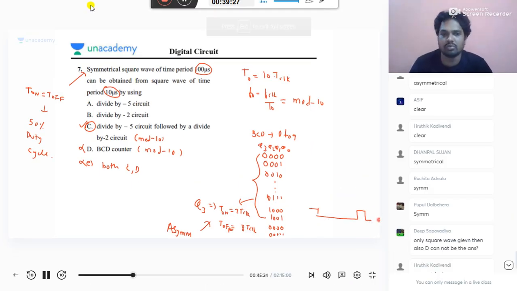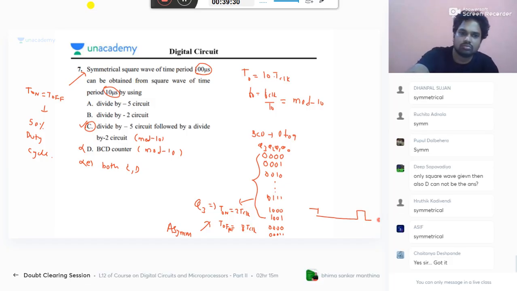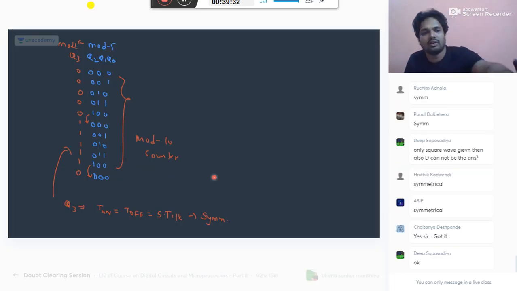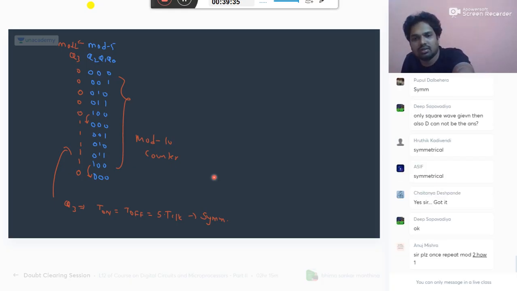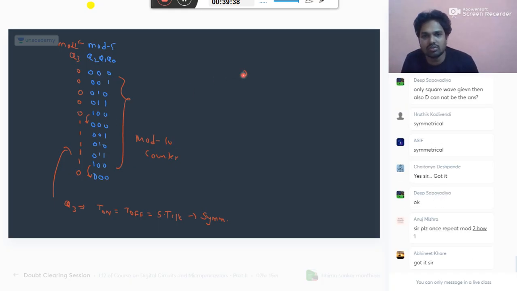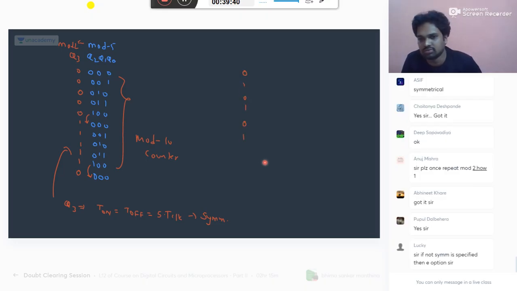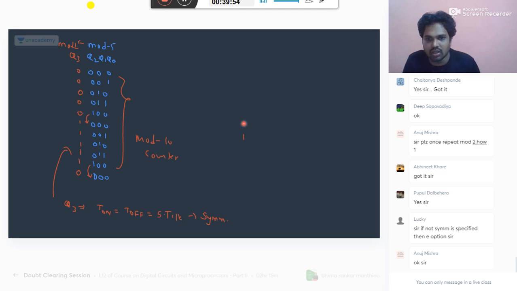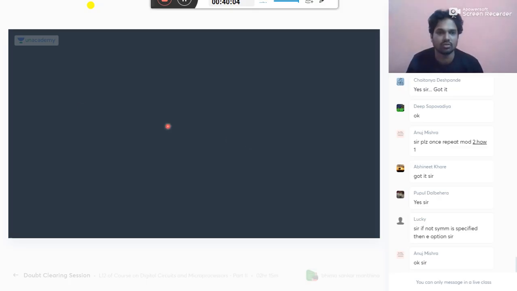Yeah, perfect square wave means on equal to on. So let me give you one more question based on this. Mod 2 means it counts 0 and 1 only. Whenever its clock changes from 1 to 0, it becomes 1. Otherwise, it is 0. Only 2 states it is having. That's why it is called mod 2. If not symmetrically specified, you take both the answers, nothing wrong. Right? So let's have one question.